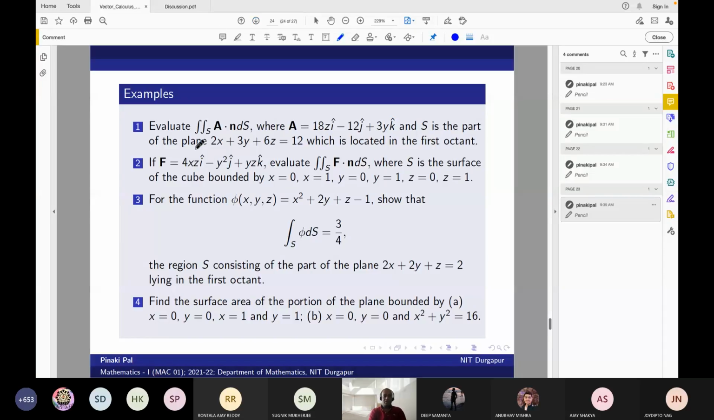So evaluate this surface integral, where S is the part of the plane located in the first octant. First we have to clearly understand the surface S, which is a portion of the plane 2x plus 3y plus 6z is equal to 12. Let me draw this. I can solve this problem.